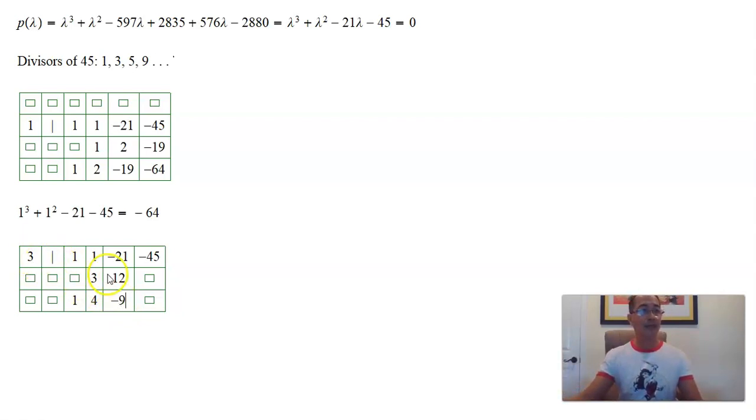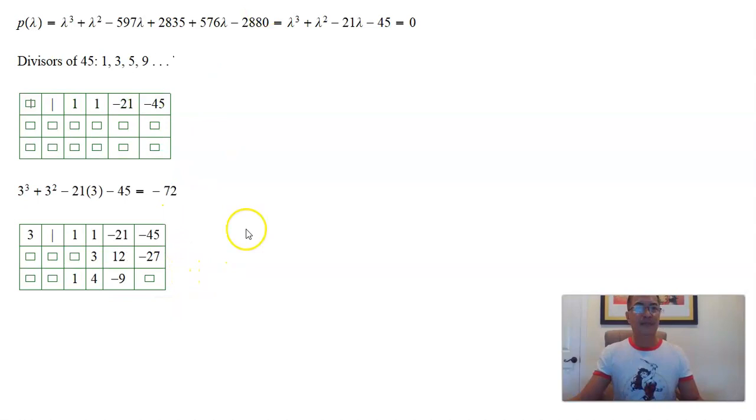Okay? Negative 9 times 3 is negative 27. So again, that's not 0. Okay, that's going to be negative 72, I believe. So again, if you plug that into our p of lambda, minus 21 times 3, we should get negative 72. Is that it? Yep, negative 72.